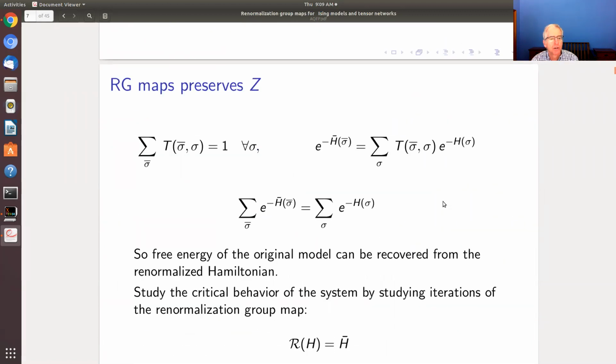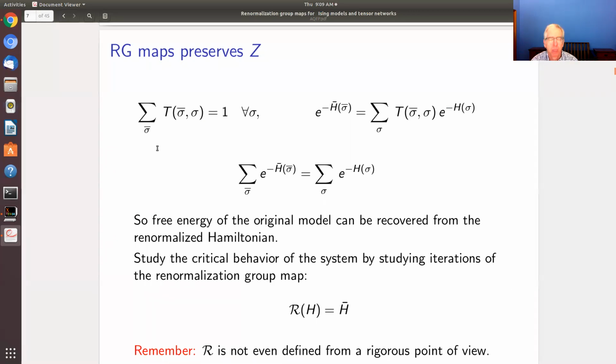Okay, so there was this condition on T, which was this condition here. And why is that condition imposed? If you look at the definition of the map and you sum both sides over the block spin configuration, sum over sigma bar. Remember, sigma bar is the block spin configuration, sigma is the original spin configuration. So if I sum this on sigma bar, on the left side, I just get that. On the right side, when I sum this on sigma bar, I get 1, no matter what sigma is. So I recover the partition function of the original Hamiltonian. So the partition function for the renormalized Hamiltonian is equal to the partition function for the original Hamiltonian. So you can get the free energy of the original system from the free energy of the renormalized Hamiltonian.